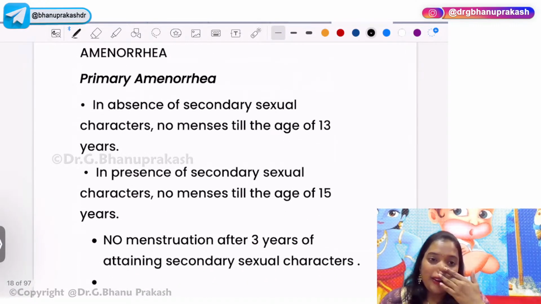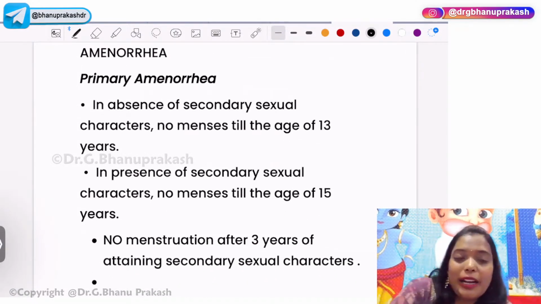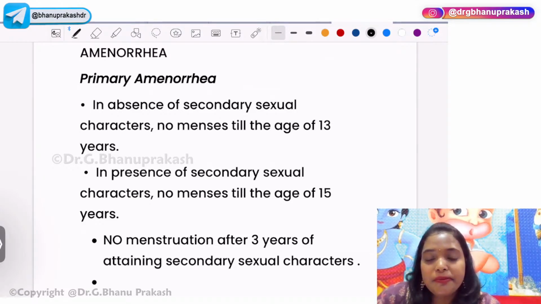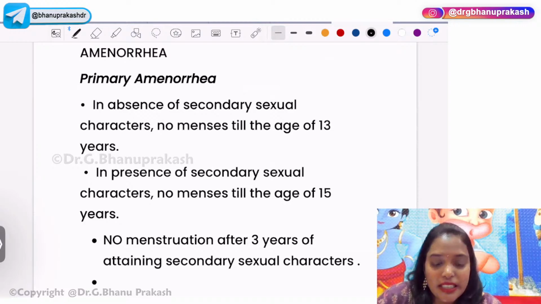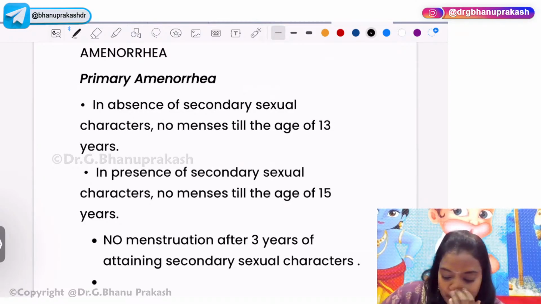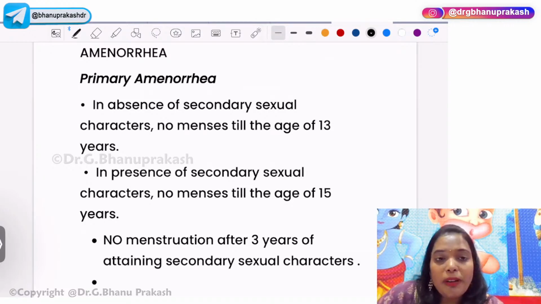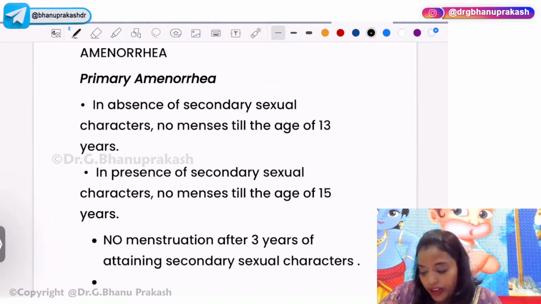Coming to amenorrhea. There are two types of amenorrhea, primary amenorrhea and secondary amenorrhea. So primary amenorrhea is absence of secondary sexual characteristics, no menses till age 13 years. In the presence of secondary sexual characteristics, no menses till age 15 years. No menstruation after 3 years of attaining secondary sexual characteristics.